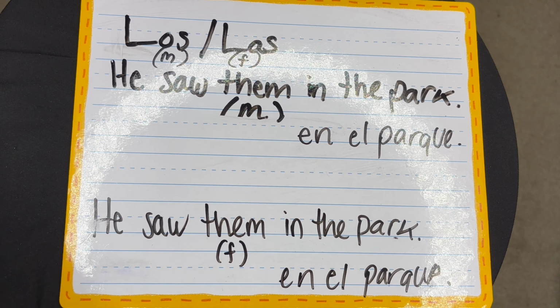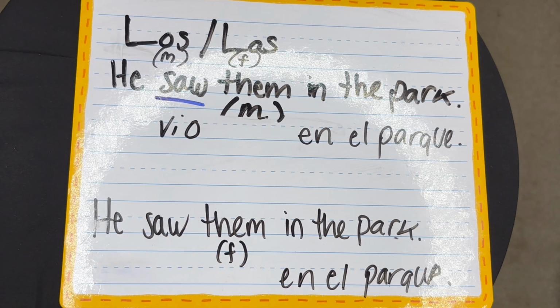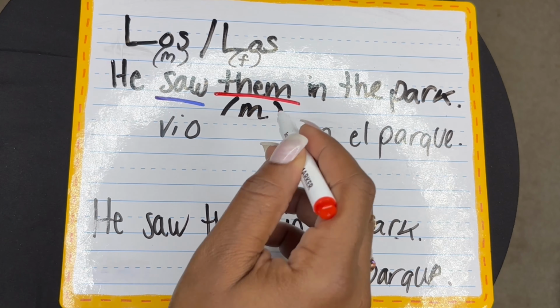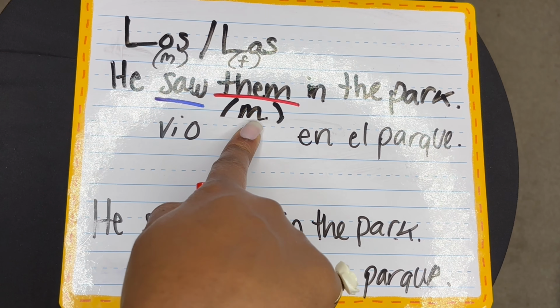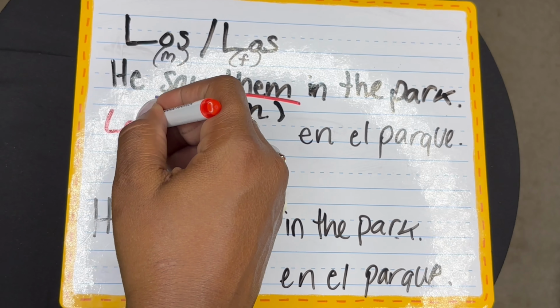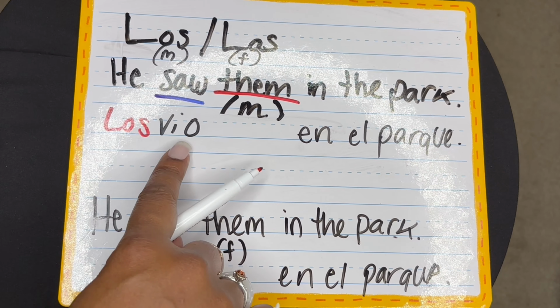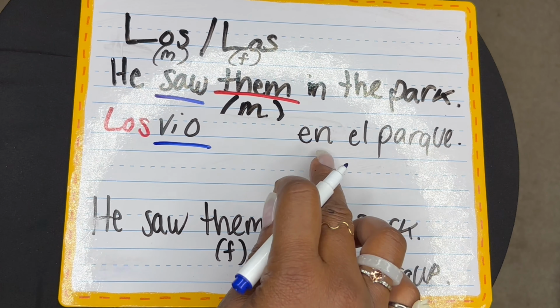He saw. El verbo es saw. Esa palabra es vio. Who did he see? He saw them. We're talking about them in the masculine form, which is ellos. So we're going to put los. He saw them, ellos. Los vio en el parque, okay? Los vio, which is our verb, en el parque.